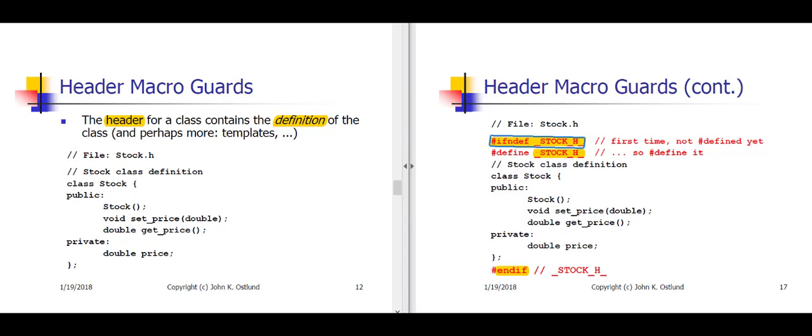Now that we have our macro guards in place in the stock.h header and also presumably in the option.h header, let's take a look at an application program on slide 18 that illustrates the benefit of these macro guards in these headers.